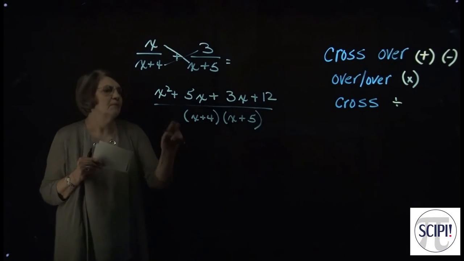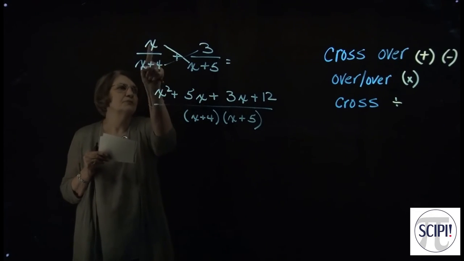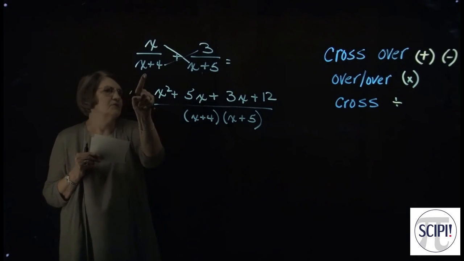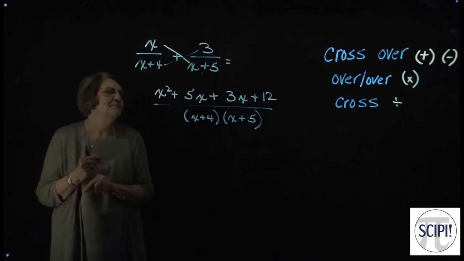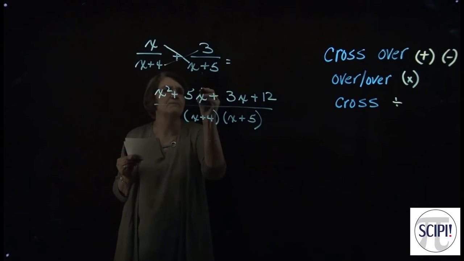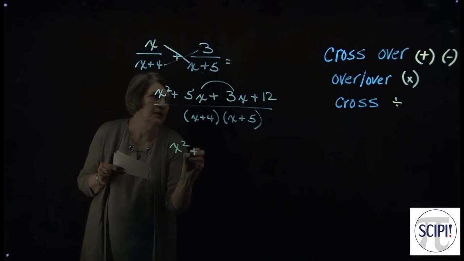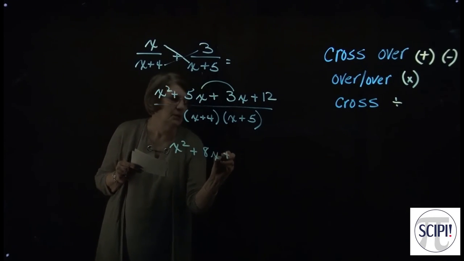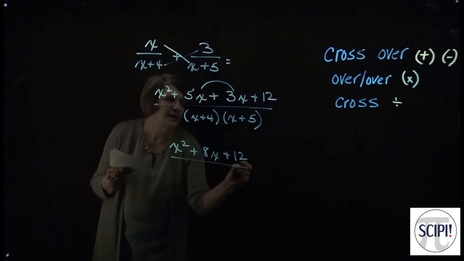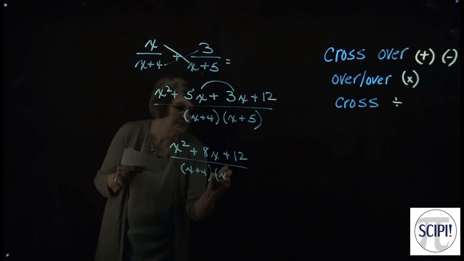All right, so to get my denominator, I go over. To get my numerator, I do this times x plus 5, and I do 3 times x plus 4. So far, so good, right? Now what do I have to do? Good job, Sarah. I have to combine my like terms. So I end up with x squared plus 8x plus 12, right? Over x plus 4 times x plus 5.